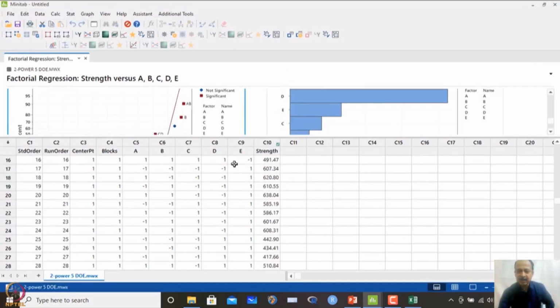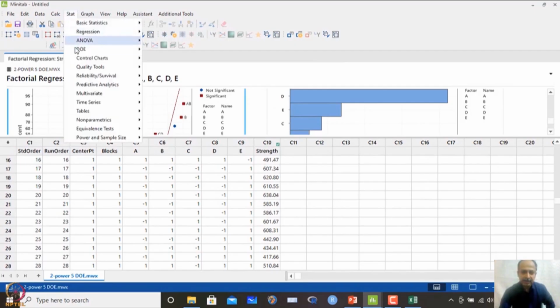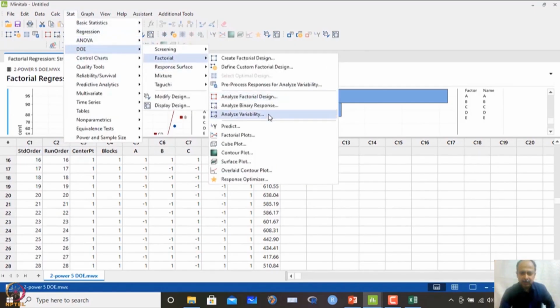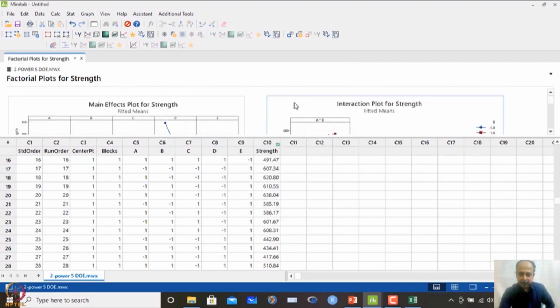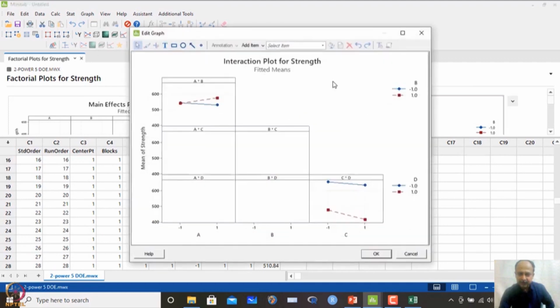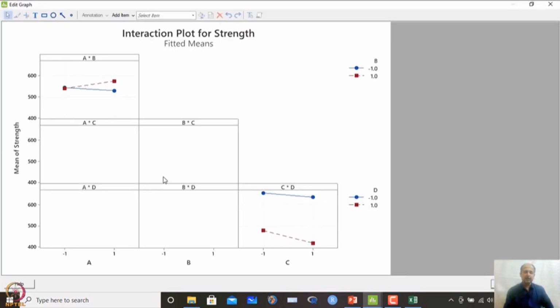So what we will do is make graphical plots. In design of experiments, we will use factorial plots over here. We select A, B, C, D, E and only the model terms, click OK, and then we will have these interaction plots, which will define what should be the levels of A and B. We want to maximize the strength over here. For A and B, these are the red points that you are seeing. So B will be at +1 and A will be at +1. A and B are fixed at +1, +1, as defined over here.